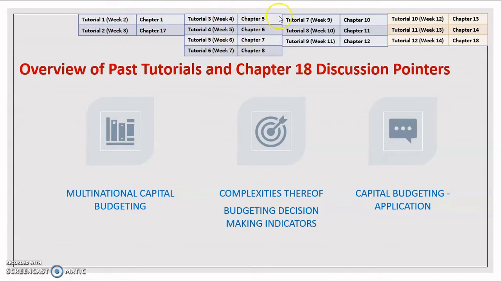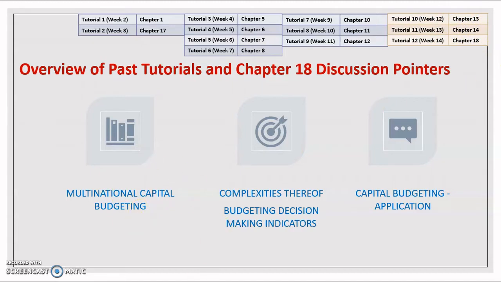The second group is about the foreign exchange market: 5, 6, 7, and 8. The third group is about exposure management, forex exposure management: 10, 11, and 12. And the final group, or the fourth group, is 13, 14, and chapter 18.